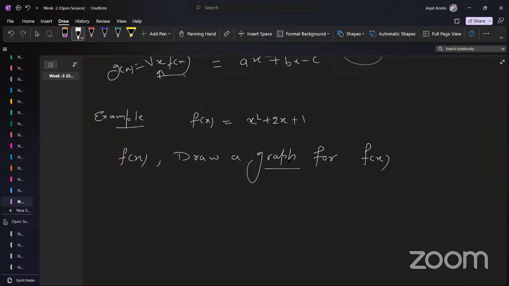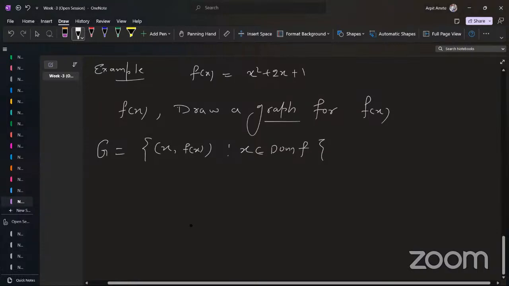What is this graph? A graph is a pictorial representation of this quadratic function in the coordinate plane. Mathematically, it is the x and y coordinate representation, the relation between x and y. We are taking a set G equal to the points (x, f(x)), where x is coming from the domain of f. So this is a set of points in the coordinate plane.